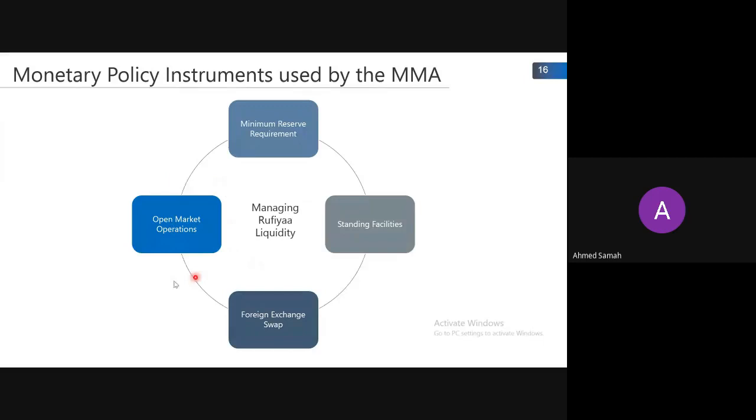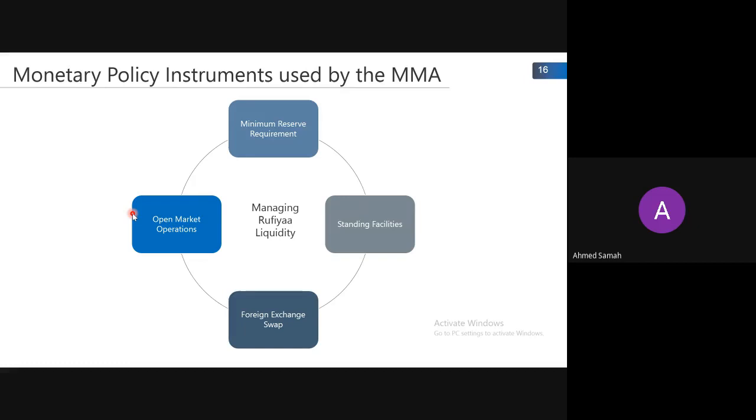The MMA issues a certificate, and commercial banks invest in the certificate, so their excess rupiah goes to the MMA. The certificate will last for about 7 days or 2 weeks, that is the maturity. Once it matures, we will give them back this rupiah with an interest at the end.